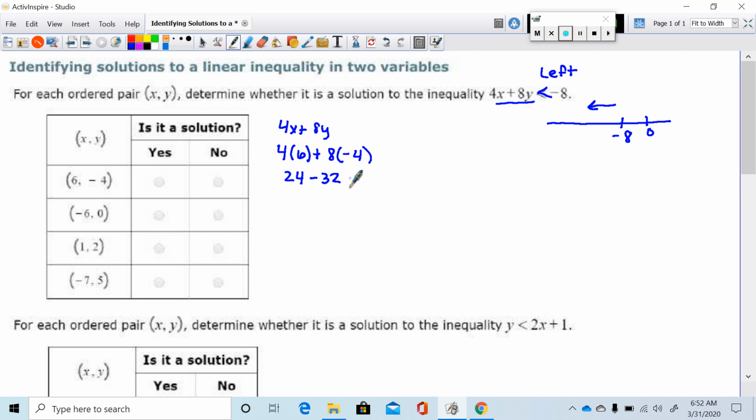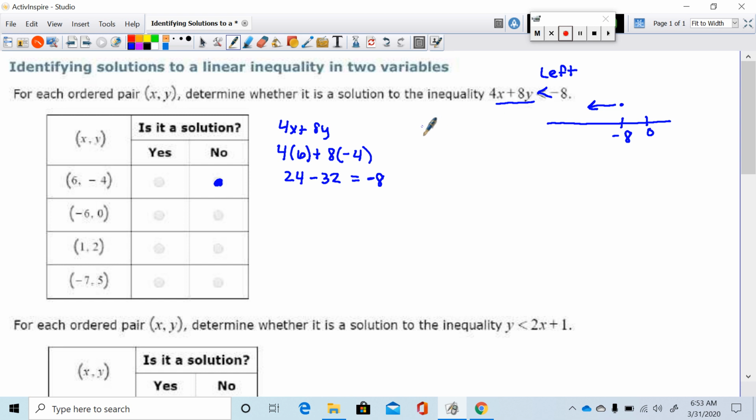Okay, so the signs are different, so you have to subtract them. You do 32, take away 24 is 8. However, the 32 is larger, it's negative, so that gives you a negative 8. So if we were putting that point on the number line, it would be right here at negative 8. Well, that's not to the left of negative 8. That actually equals negative 8. And this inequality is not underlined, so it can't be equal. So this is a no.